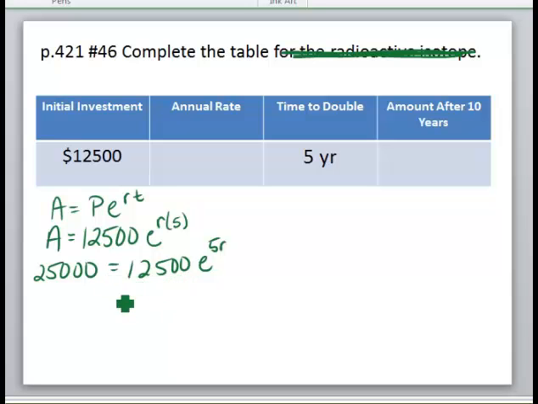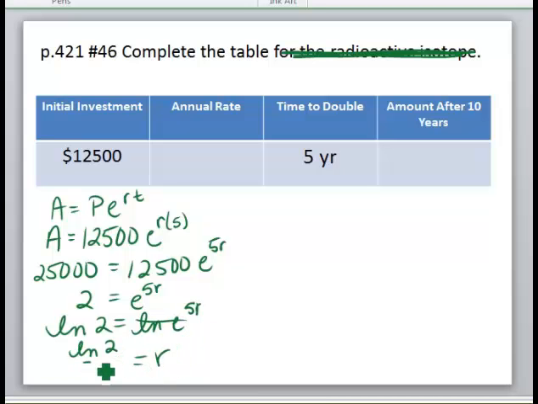So when I divide by 12,500 off both sides, I get 2. Then I'll take the ln of both sides. And I get R is equal to the ln of 2 divided by 5. So that makes R approximately 0.1386 or 13.86%.